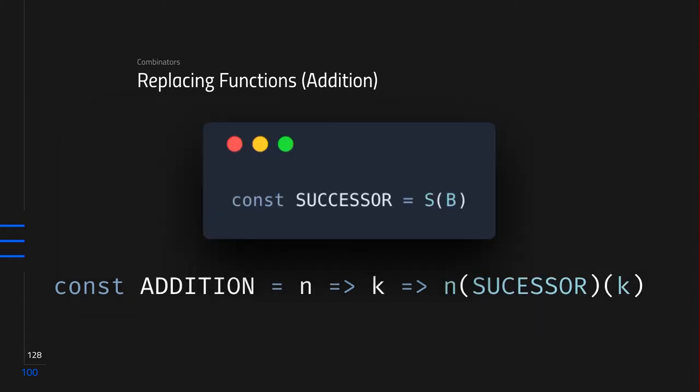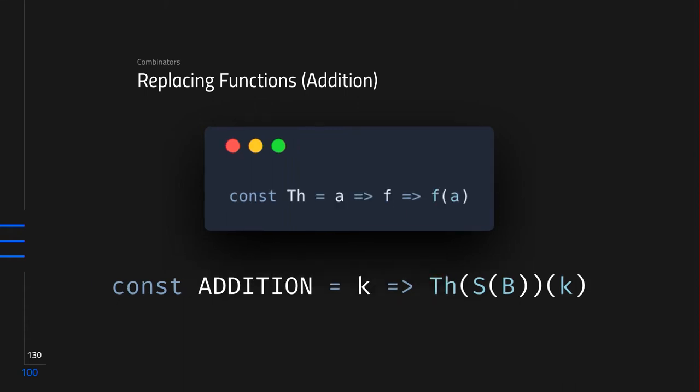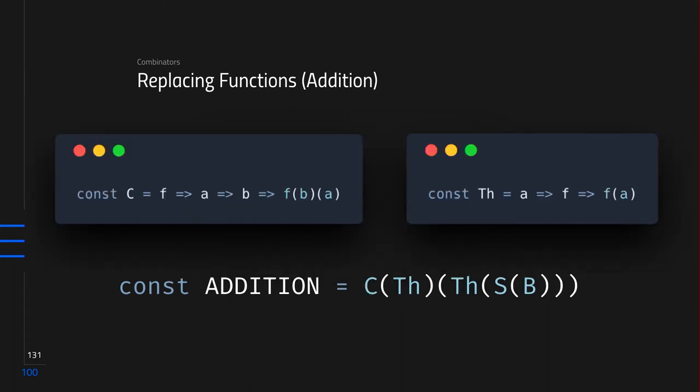Addition, right? Actually, it was not subtraction, it was addition. So let's replace addition. The successor function is just the starling of the bluebird, so we are going to replace that, so we don't have to worry about it. We still have to replace N and K, right? So what are we going to do here? We're going to have the thrush, right? So we can replace N, because we're already taking the A in the thrush. And then we have the thrush of the starling of the bluebird, and then we're applying K to it. So now what we're going to do is have the cardinal of the thrush, so that we can take the F first, and then we apply the thrush of the starling of the bluebird. And now we've just replaced addition.